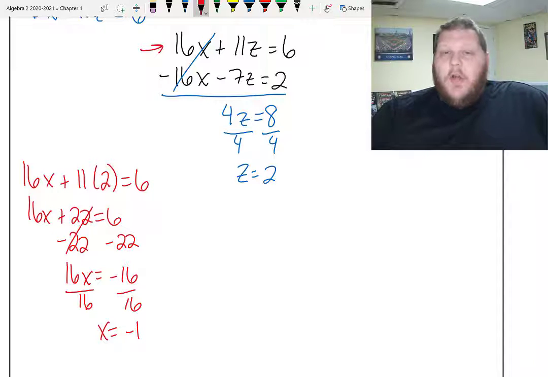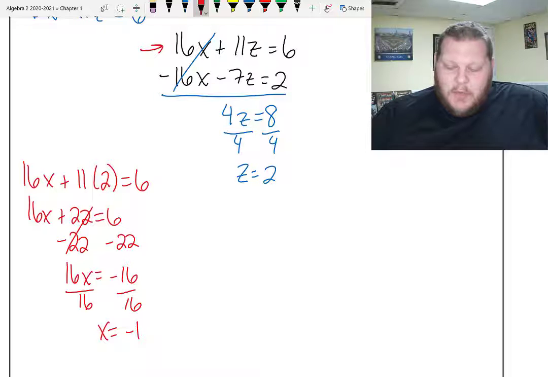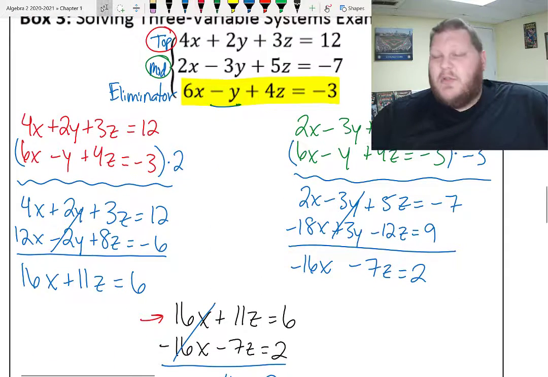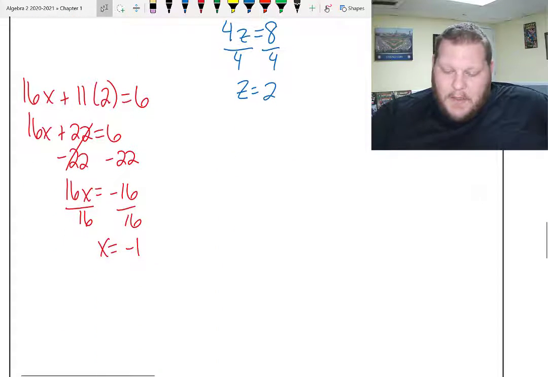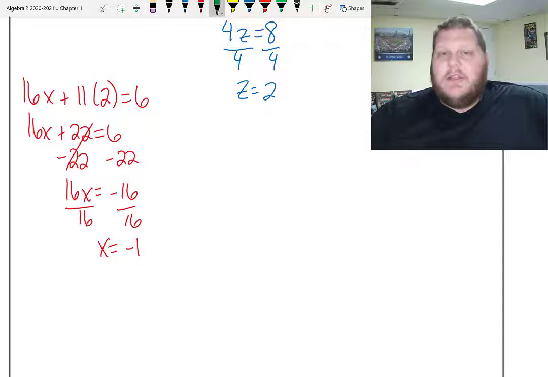So from here, you're going to go back to one of your 3 original equations. It does not matter which one, but you know what x is, you know what z is, so now you're just looking for an equation so that you can solve for y. In this one, I'm going to use the eliminator equation just because that's usually the simplest place to find your y value. The last one that you're going to be solving for is the first one you eliminated. So I'm going to go ahead and use that eliminator equation. 6x minus y plus 4z equals negative 3. And in green here, I'm going to plug in negative 1 for that x value, 2 for that z value, and then I'm going to solve that for y.